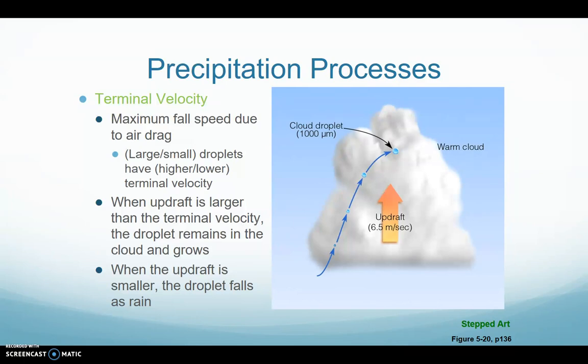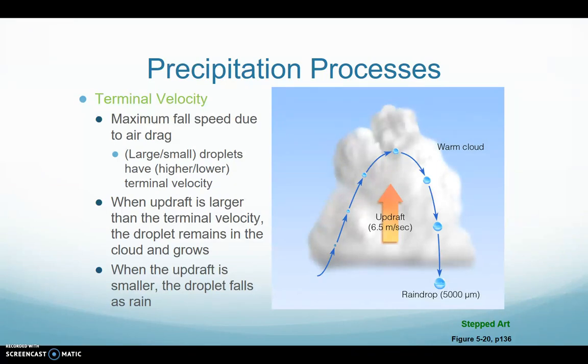As soon as this droplet is too large for the updraft to actually hold, it will start to fall, undergoing more collision and coalescence on the way down, until you have a full-size raindrop coming out of the bottom side of the cloud.